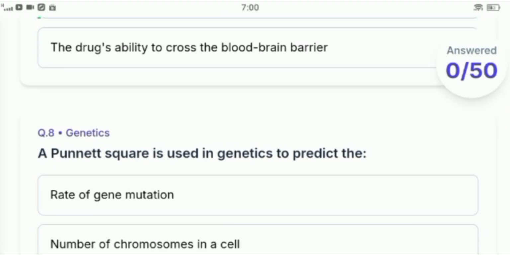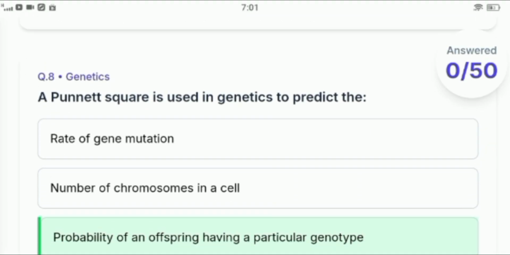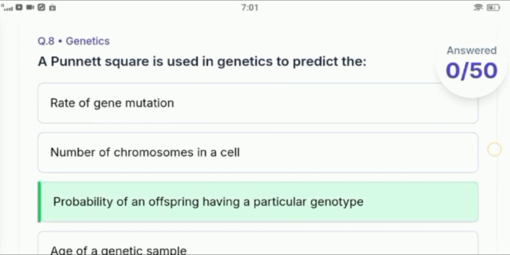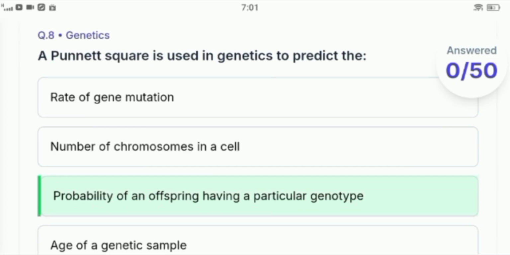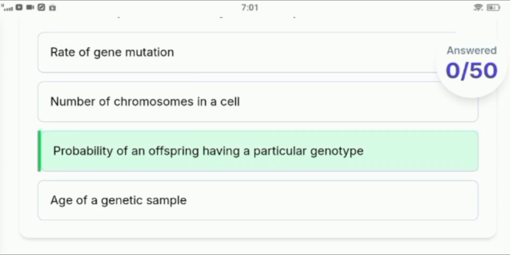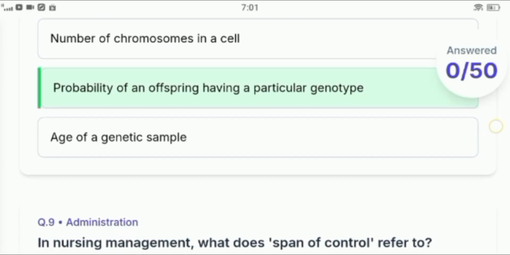8. Genetics. The Punnett square is used in genetics to predict the option A, rate of gene mutation, B, number of chromosomes in a cell, C, probability of an offspring having a particular genotype, and D, age of a genetic sample. So the correct answer is C.